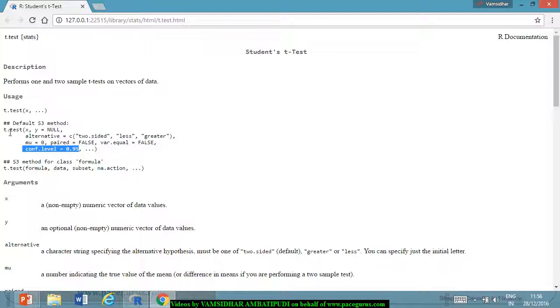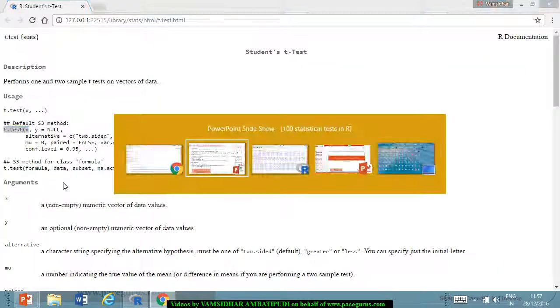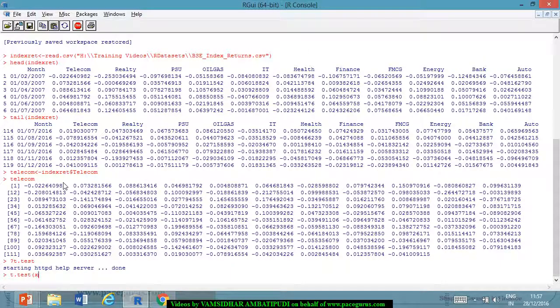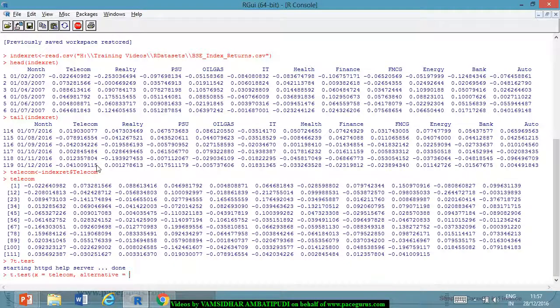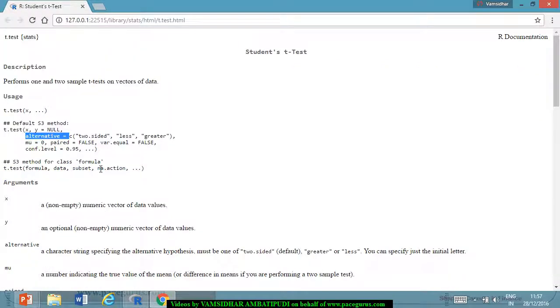So let me simply take this t.test. Initially we are going with only a one sample test, so we don't have a second sample at all. First I have to give my x value, which I'll give as telecom. Then alternative, let me take it as two-sided, meaning the null hypothesis is that the sample mean is equal to the population hypothesized mean, whereas the alternate hypothesis is that the sample mean is not equal to the hypothesized mean. It could have been greater or lesser than the hypothesized mean. That is the alternative being two-sided.